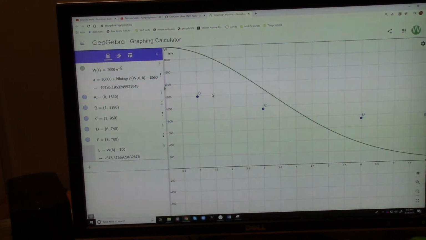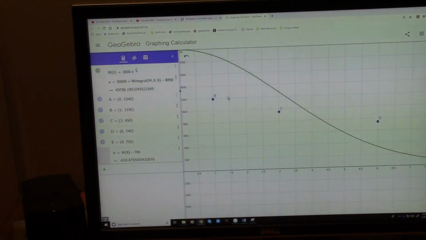Okay, but I don't think we need to go back to the other board. I think the justifications were all there.